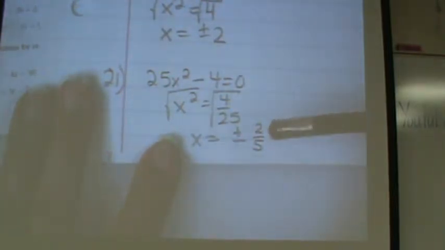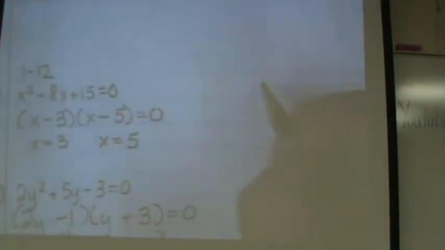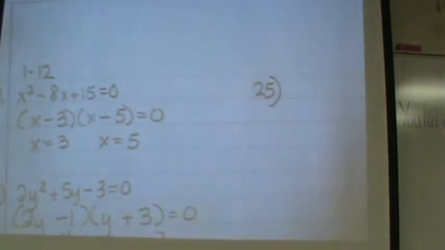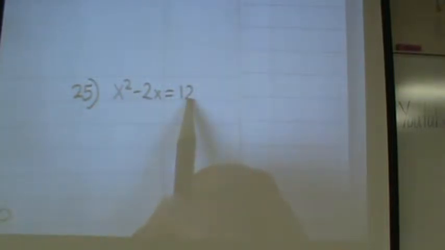We're going to skip 23, and we're asked to do 25. 25. Now we're going to complete the square. We have x squared minus 2x equals 12. So you want to make sure there's a 1 here, and there is. Bring the constant over, which it's already there.